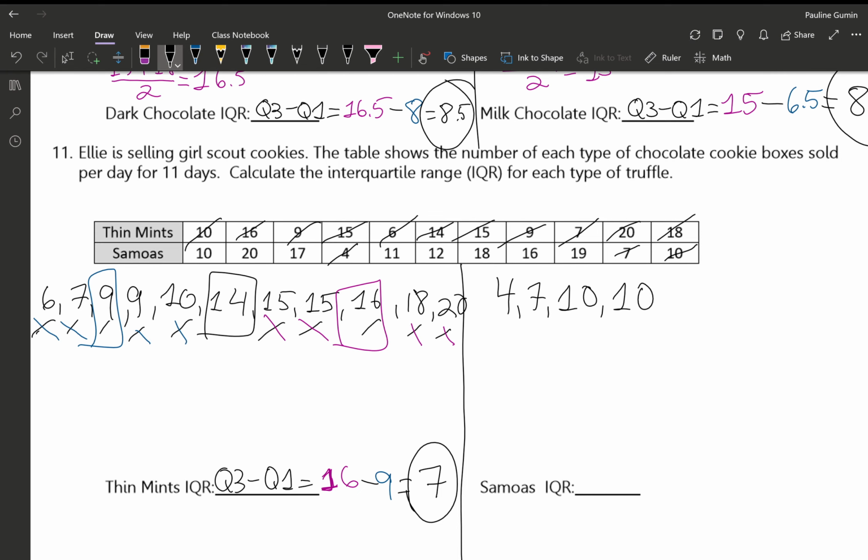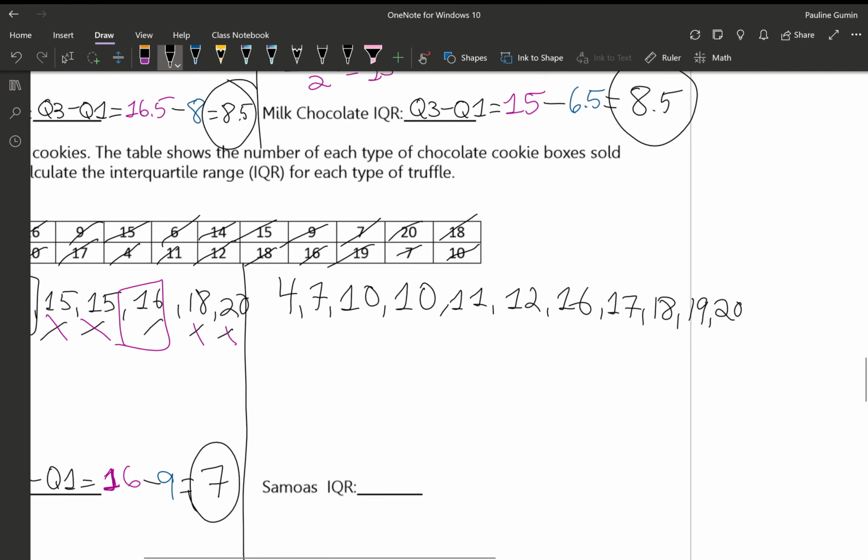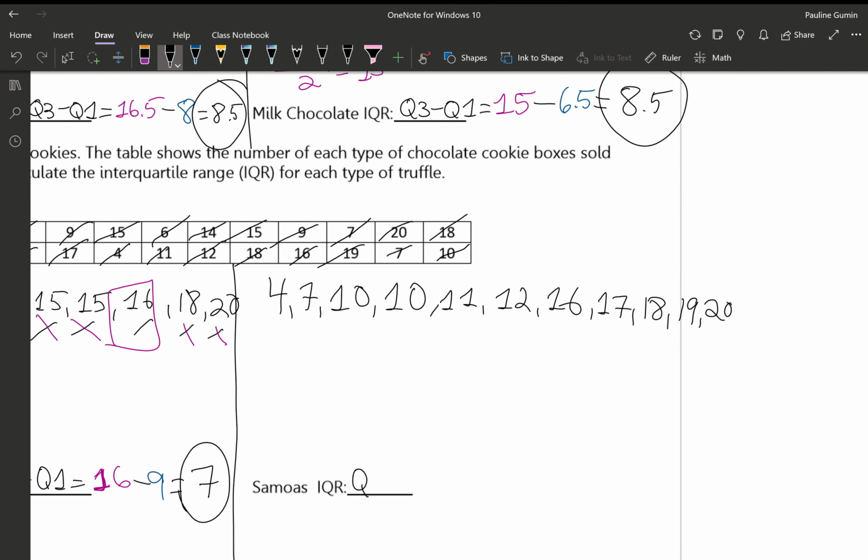All right, 4, 7, 10, 10. 11, 12, 16. 17, 18, 19, 20. All right, let's do this. Let's find the median, then Q3, Q1, and then we'll subtract.